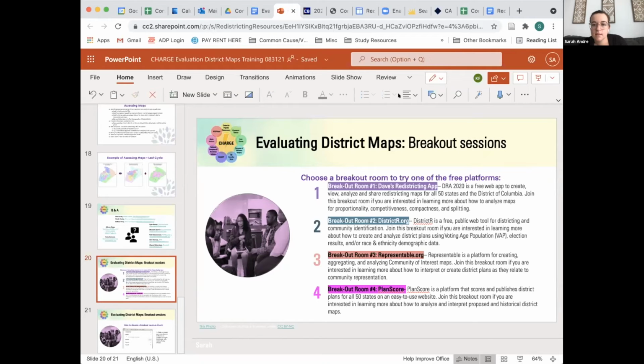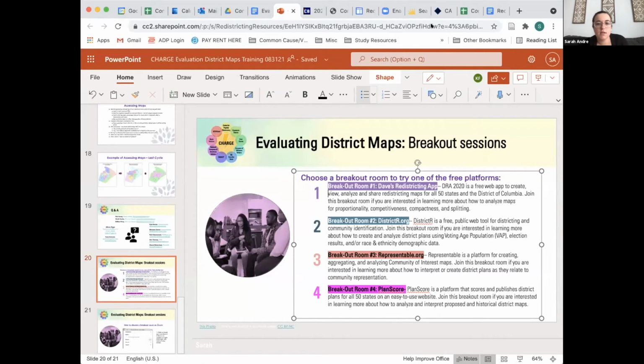Okay, thanks. I was asking about the names of each of the rooms. I see rooms 1, 2, 3, but I don't see the heading of those rooms, so I'm able to pick the one I want to go into. Yeah, so on the PowerPoint, you'll see we list out the different breakout rooms. Room 1 will be Dave's Redistricting and so on. Maybe we'll just say it out loud so everybody can hear it too. One is Dave's Redistricting, 2 is District R, 3 is Representable, and 4 is PlanScore.